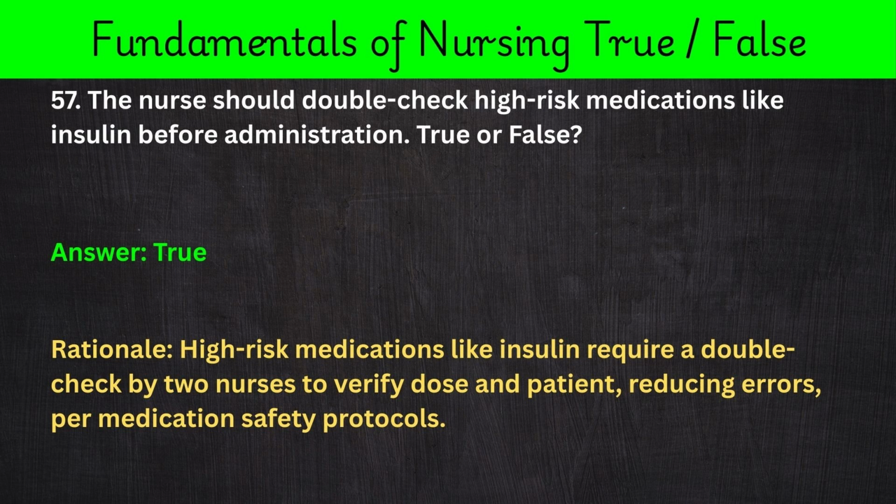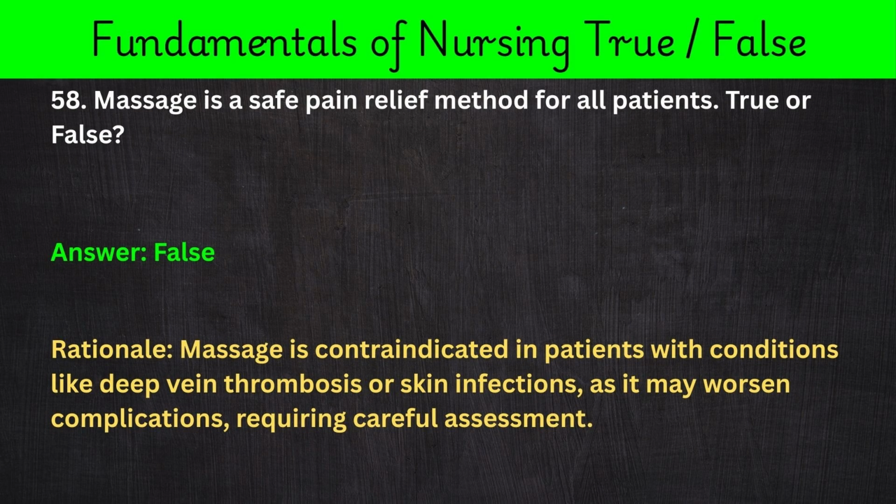True or false? Answer. True. Rationale. High-risk medications like insulin require a double check by 2 nurses to verify dose and patient, reducing errors per medication safety protocols. 58. Massage is a safe pain relief method for all patients.